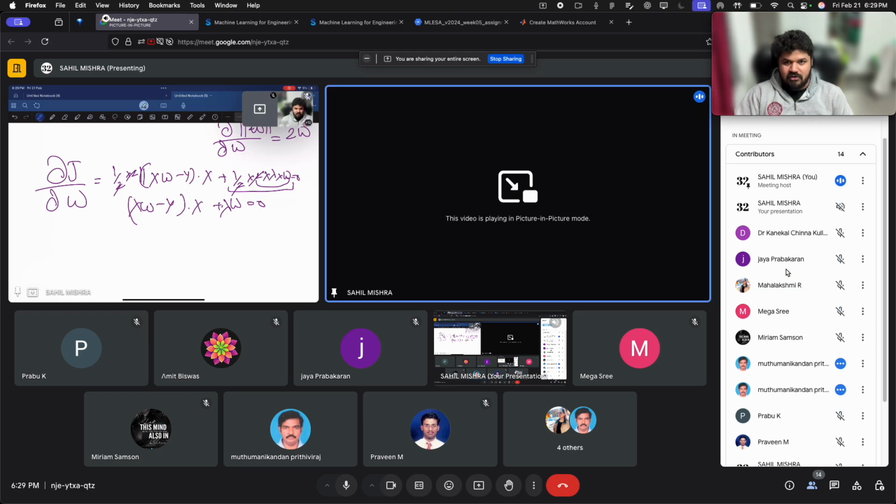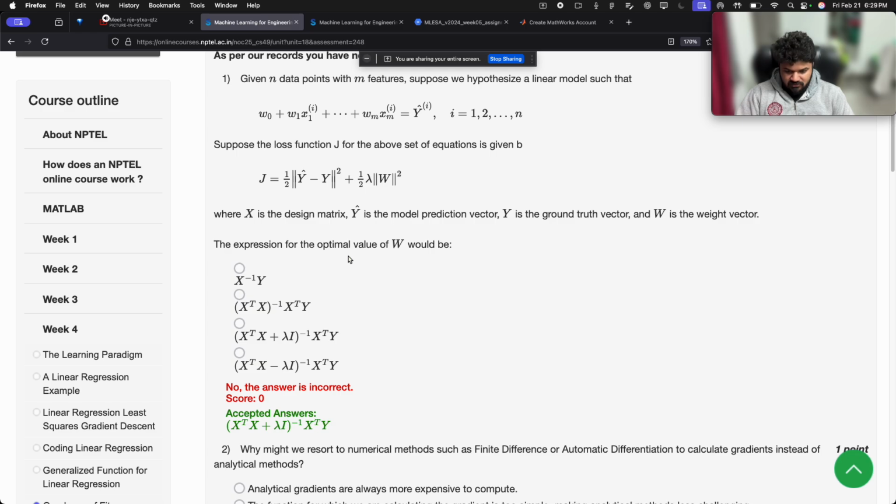Is it fine till now? This is the correct expression, right? Where's the solution? So what does W become? W becomes something such as... sorry.